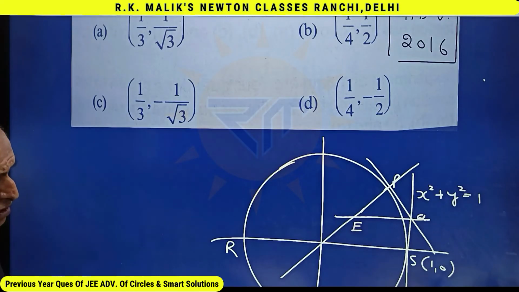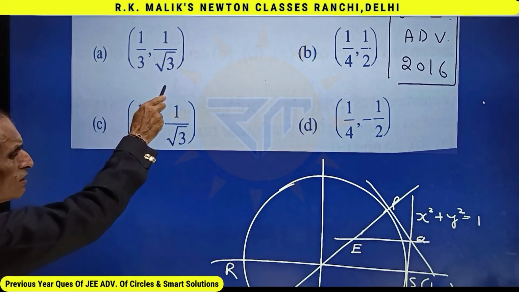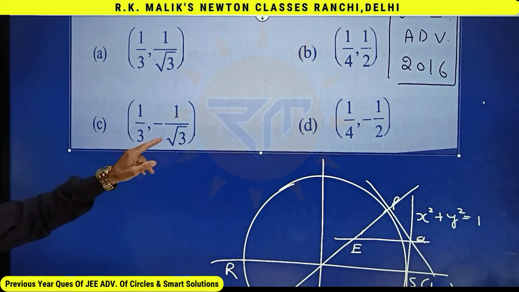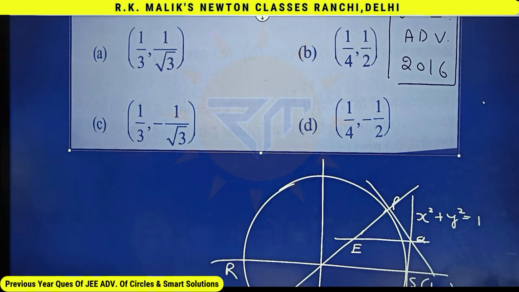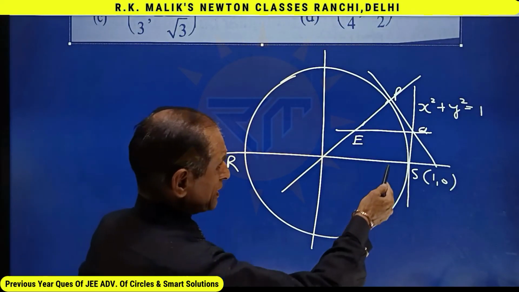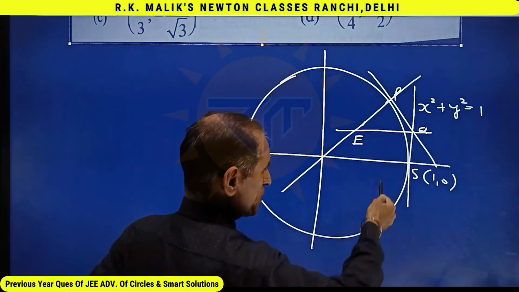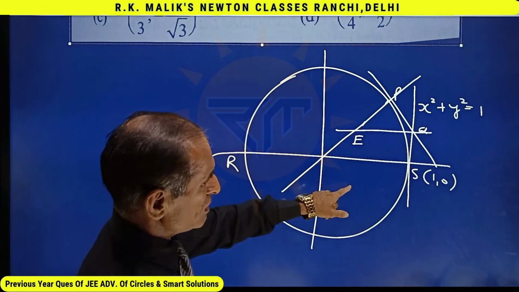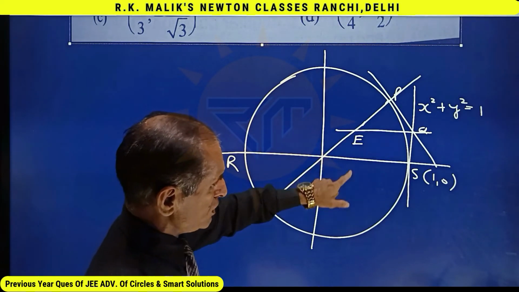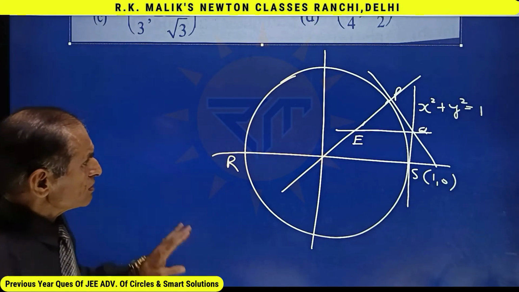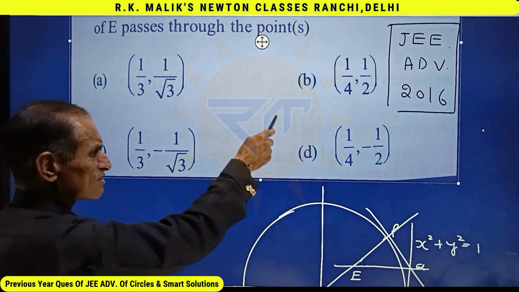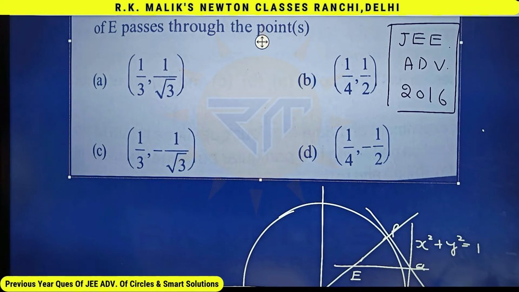If you have studied the question carefully, it is obvious that if (1/3, 1/√3) satisfies the locus of E, then obviously (1/3, -1/√3) will also satisfy the locus of E, because had I taken point P just below as a mirror image of this point, the coordinates of E would differ only in the y coordinate. The x coordinate of this and this will be the same. That is, I can say if A is the correct choice, then C is surely correct. If B is correct, then D is also correct.